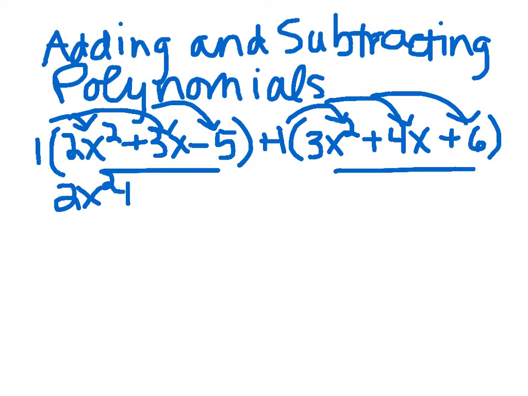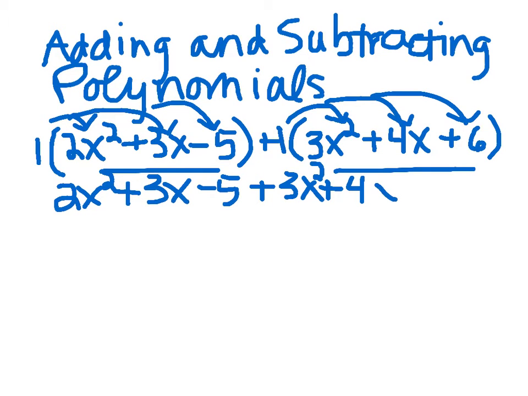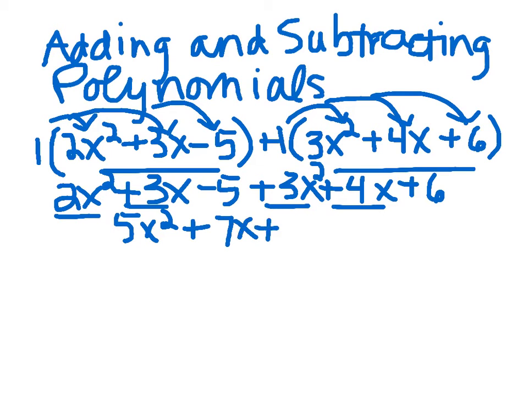So 2x squared plus 3x minus 5 plus 3x squared plus 4x plus 6. When I combine the like terms, I get 5x squared plus 7x plus 1. The tricky part comes if I try to subtract those same polynomials.